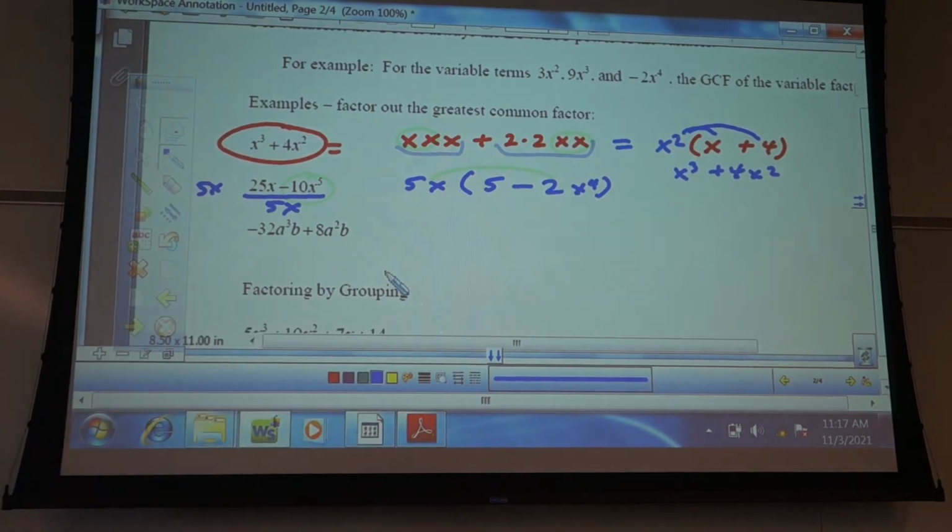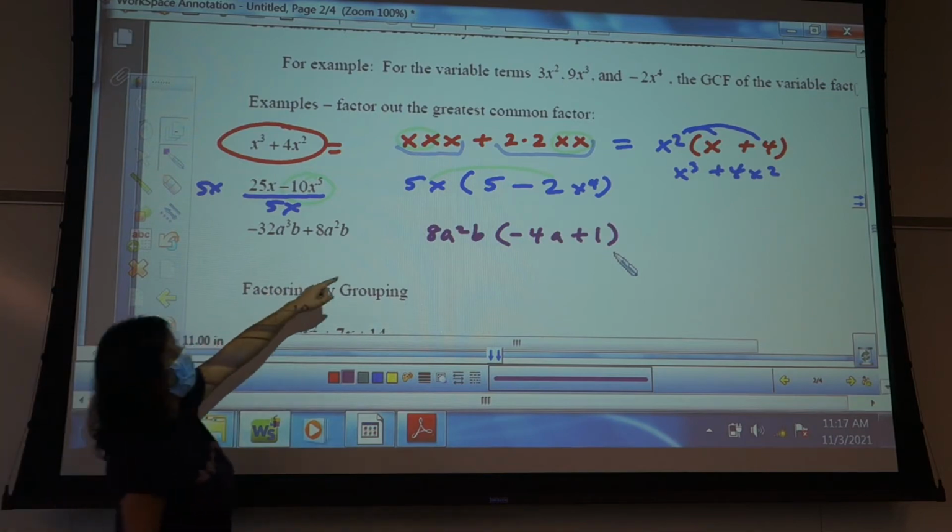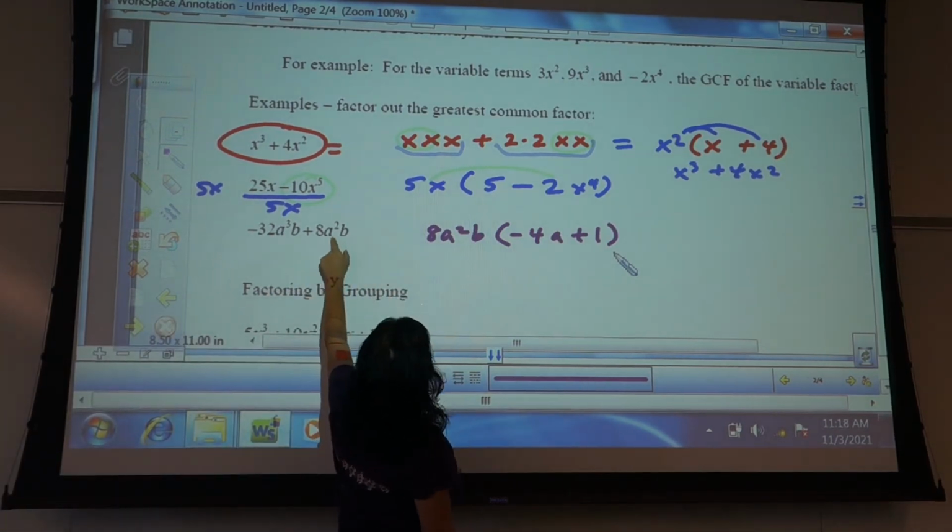You can kind of think of it that way. What would you do with the B in the third one? You take it out. So this one here, what we did was we said, okay, we can pull out an 8. And I think we pulled out an 8 and an a squared and a b. So what are we left with? Negative 4a plus 1. We have to do the 1 because what times 8a squared b gives us this 1.